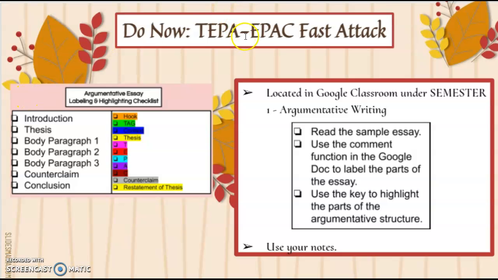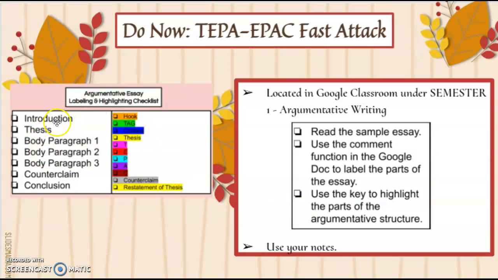So the do now is a TPAC fast attack. I know, I was inspired by the math department. What you're going to do in Google Classroom under Semester 1, Argumentative Writing, is you are going to go ahead and read the sample essay. I have an essay there for you. You're going to use the comment function in Google Docs to label the different parts of the essay.